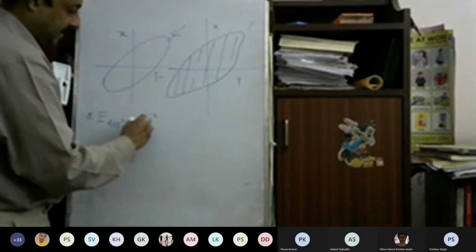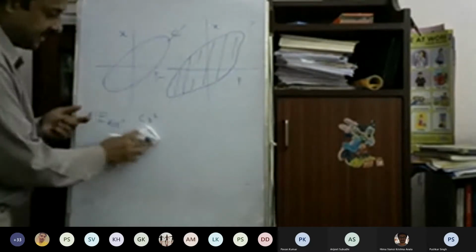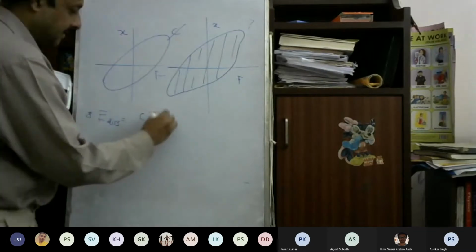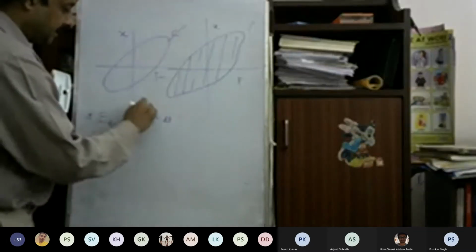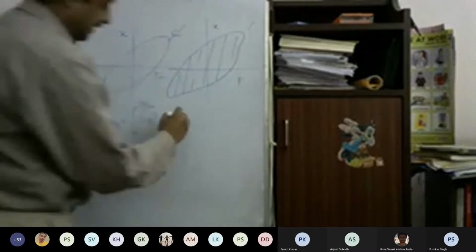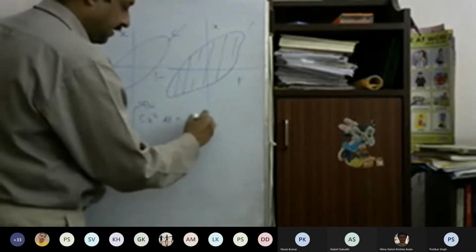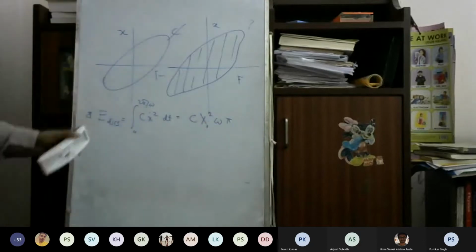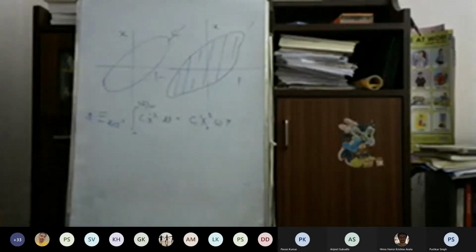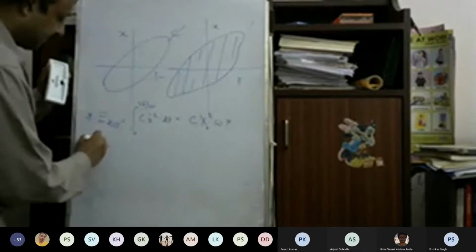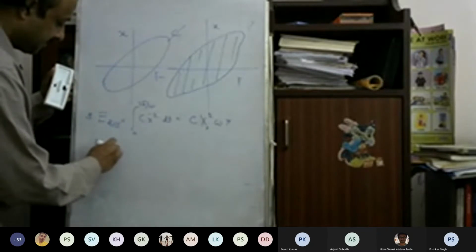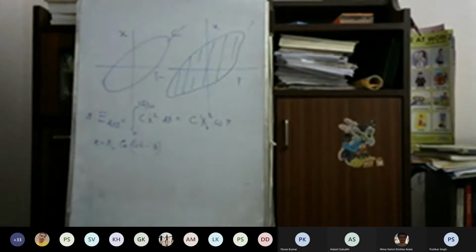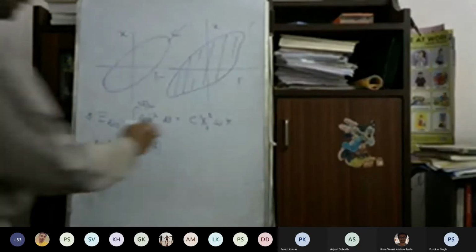If it is an exact linear damping, then over 2 pi by omega, if you calculate this integral, you will get C x naught square omega pi, where x equals x naught cosine omega t minus pi. Okay, so you'll get that one.